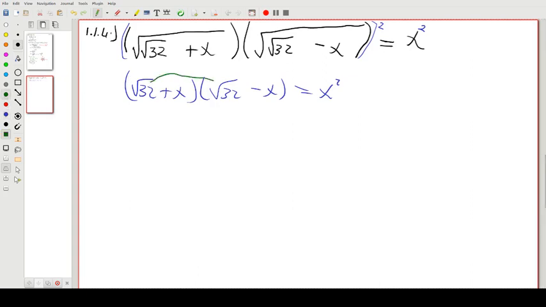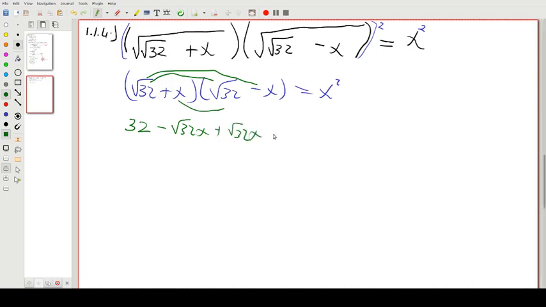So we do that. That means we get 32. Then that is minus root 32x. Then this part plus root 32x.